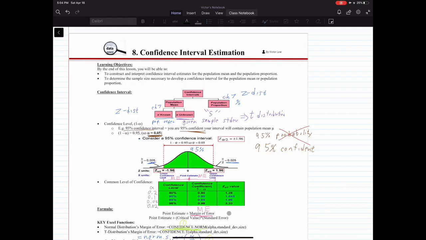And in the previous chapter, we talked about the margin of error. We talked about that margin of error is basically the gap between your point estimate and your upper limit. There's also the gap between your point estimate and your lower limit. That's your margin of error. And because this is symmetric, what we can do is take the margin of error and multiply it by 2. That will give you the confidence interval. So that's the gap between x1 and x2. So 2 times the margin of error will give you the gap between x1 and x2, which is your confidence interval.